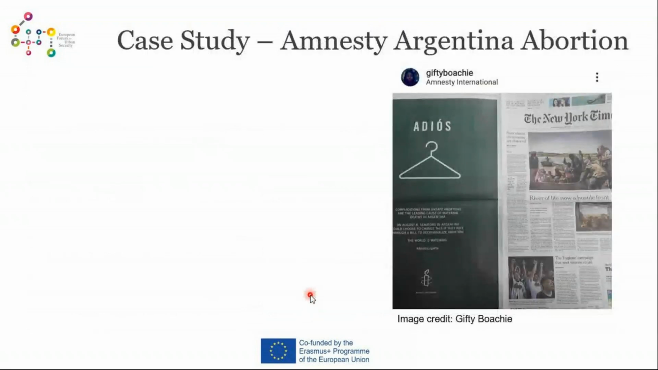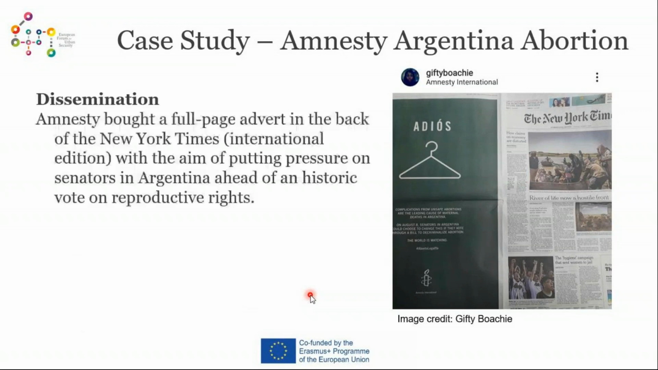So just a case study, and I'll go through this fairly quickly. So Amnesty Argentina contacted Amnesty Global, who's my previous workplace, to help them get the issue of a historic vote on abortion into international media. So they wanted international attention on this vote that was taking place. So Amnesty bought a full-page advert in the back of the international New York Times, and it was done with the aim of putting pressure on senators in Argentina ahead of an historic vote on reproductive rights.